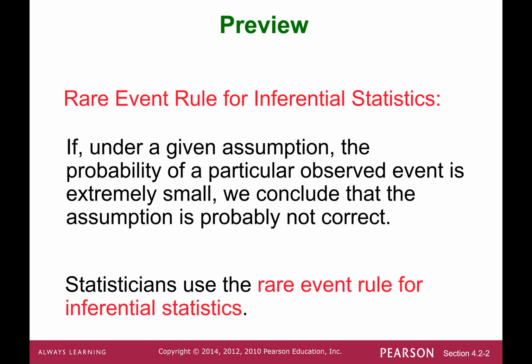Okay, and one of the important fundamental terms we use is called the rare event rule for inferential statistics. Rare event rule is like if under a certain assumption, the probability of a particular observed event is extremely small, we conclude that assumption is probably not correct.